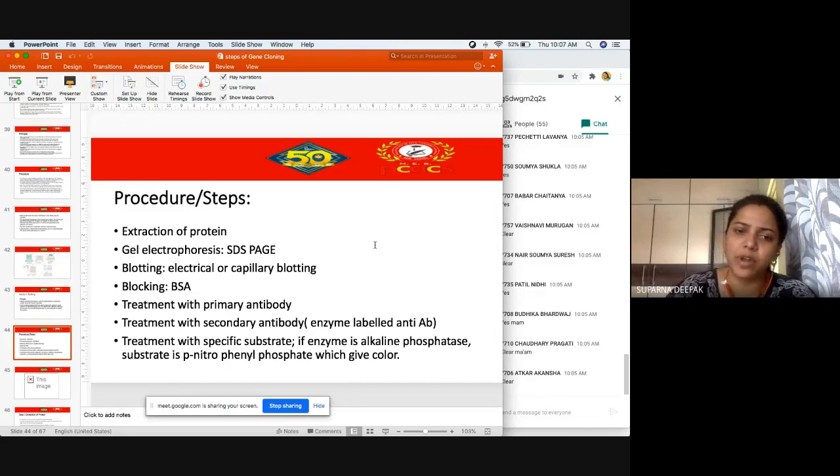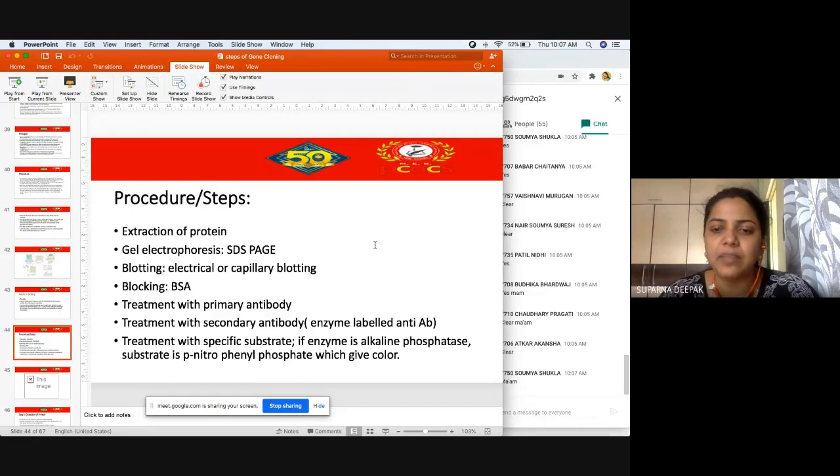Once it has been blotted, then blocking using BSA or whatever other blocking agents there are. Then treatment with the primary antibody. Then you give a treatment with the secondary antibody.